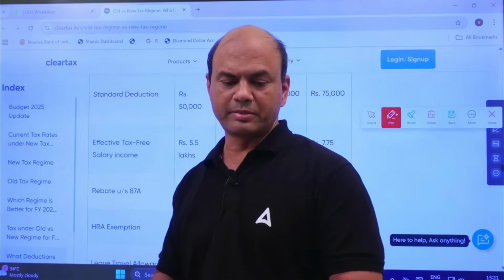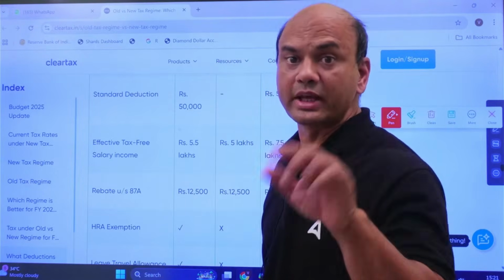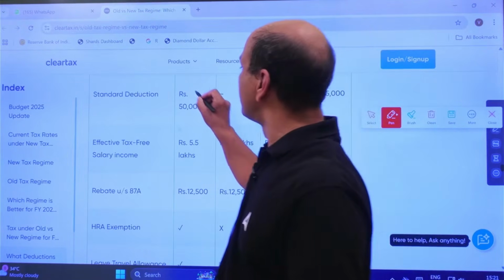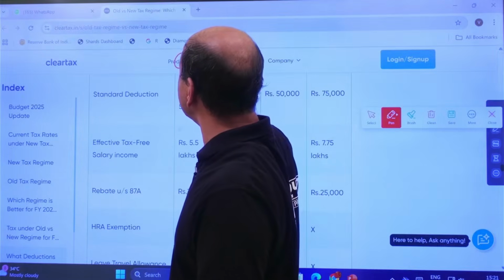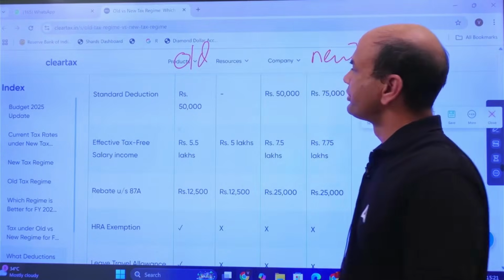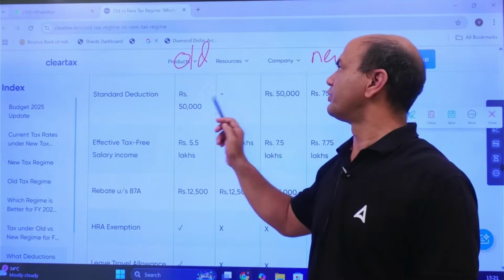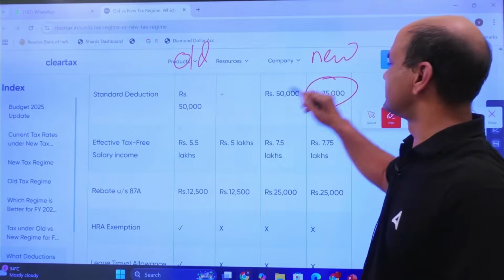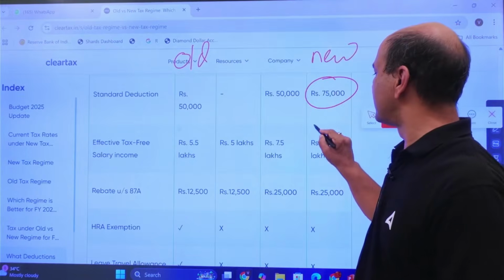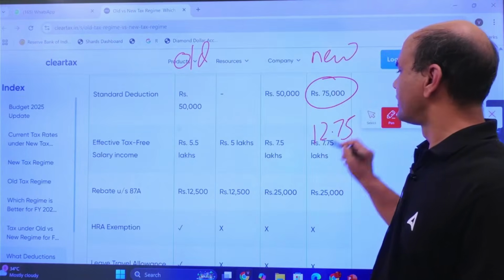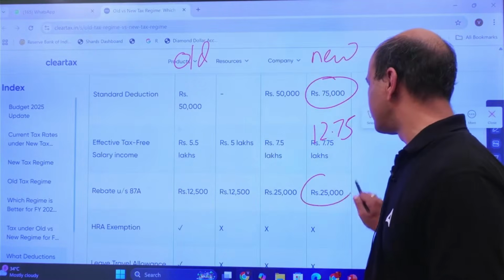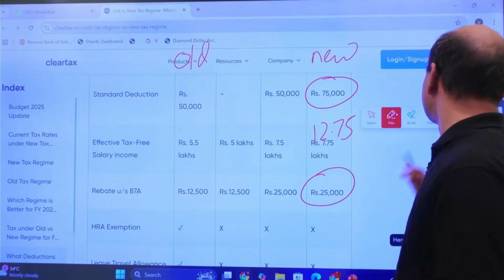So now let me clarify a few doubts regarding the new tax regime because this is a part of your portion. Kindly note, this is the old tax regime, and this is the new tax regime. Look at this. Standard deduction earlier was 50,000. In the new it is 75,000. So net you get an additional 75,000. This is 12.75 now. Section 87A rebate is 25,000. So this is one.